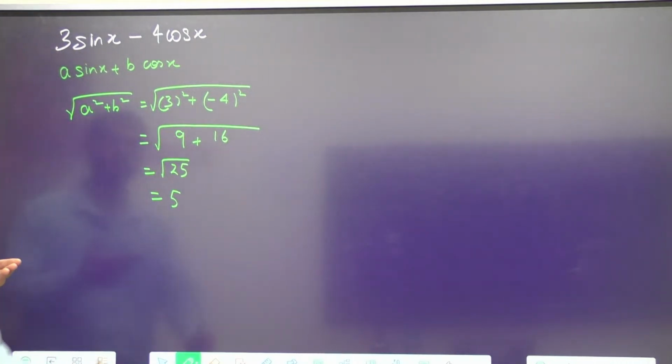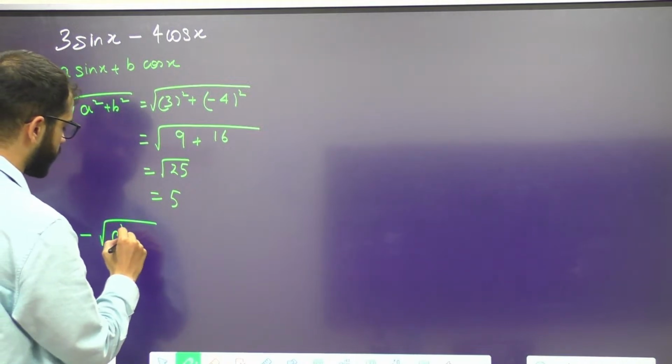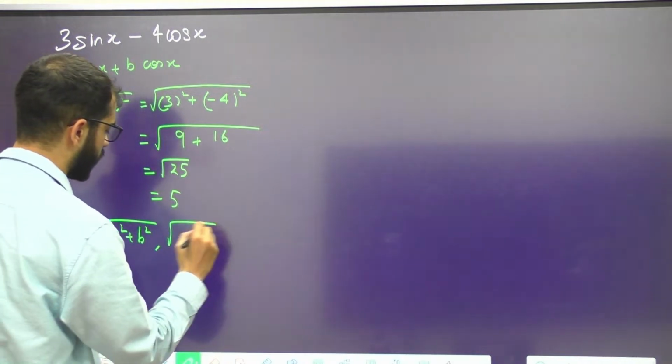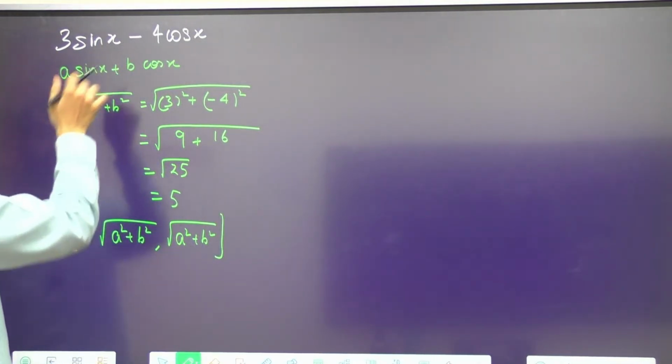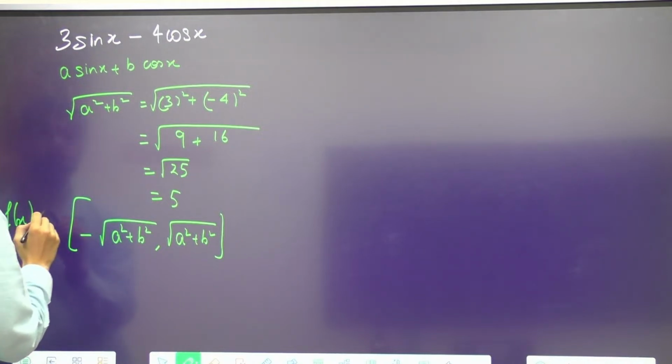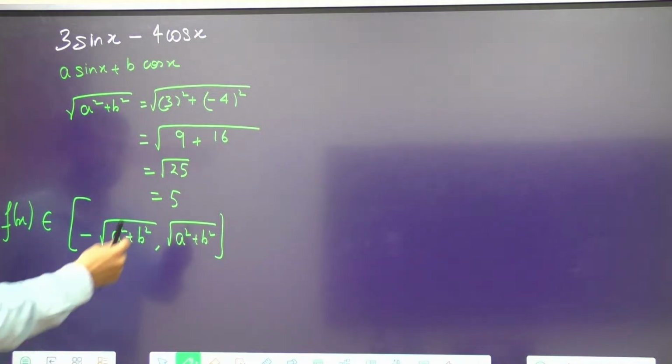And since we remember that the value of this expression ranges from minus of under root of a square plus b square to under root of a square plus b square. So I can say that the original expression f of x, the value is going from minus of this term to positive of that term, and that term is 5.